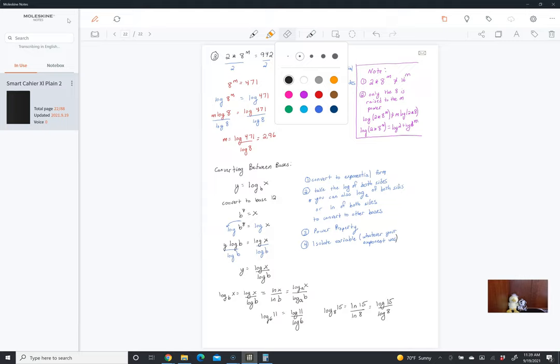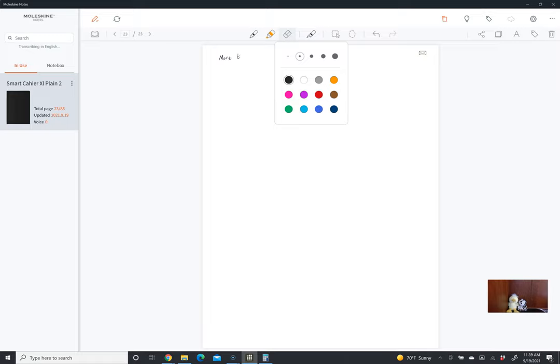Okay, so now that we did this, you know how to convert between bases. You can take something like log base 3 of 243 and put it into a calculator. Let's move on. Let's do some more equations. And some of these are going to look more exponential than logarithmic, like this next one.